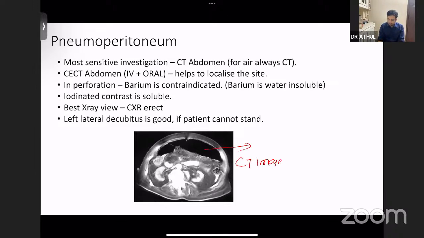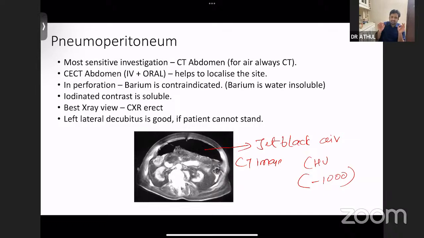See, you are able to see the jet black air. If you see the Hounsfield unit, it will be around -1000. Okay, it will be around -1000 here. So this is how pneumoperitoneum will be seen in CT.